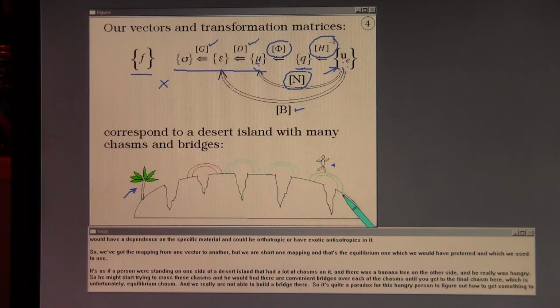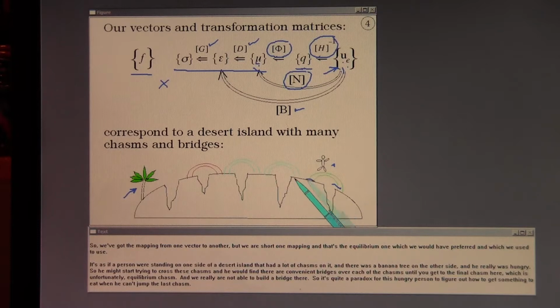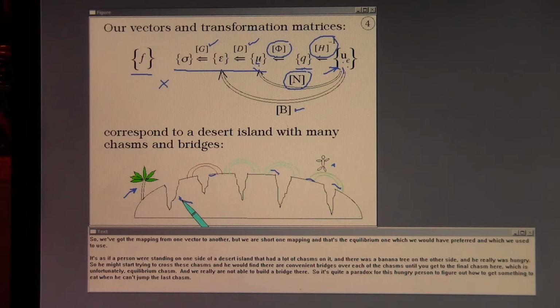So he might start trying to cross these chasms, and he would find there are convenient bridges over each of the chasms until you get to the final chasm here, which unfortunately is the equilibrium chasm. And we really are not able to build a bridge there. So it's quite a paradox for this hungry person to figure out how to get something to eat when he can't jump the last chasm.